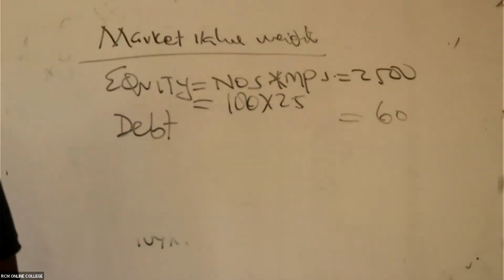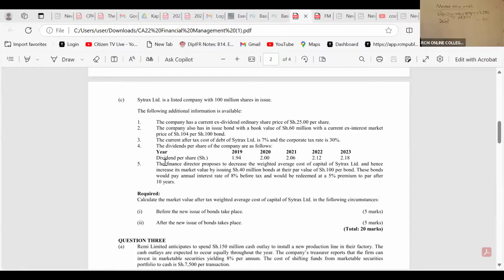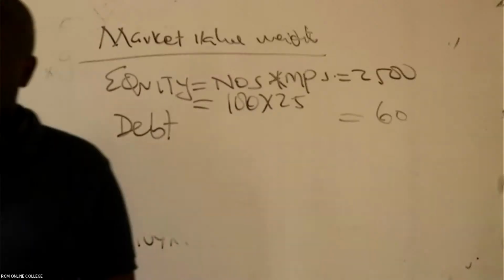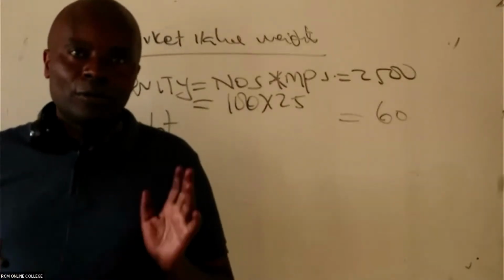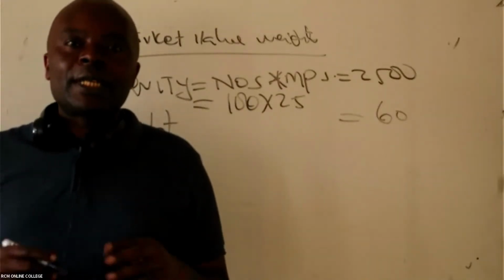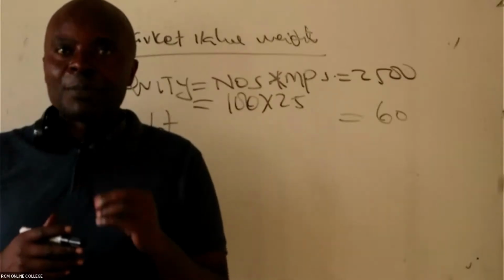Please come here, you can see the adjustment. They have told us that the company also has issued a bond with a book value of 60, with a current ex-interest market price of 104 per 100 shillings bond. Remember, at times the examiner will not mention the per 100 shillings. At times the examiner will just tell you that the market price of this bond is 104.